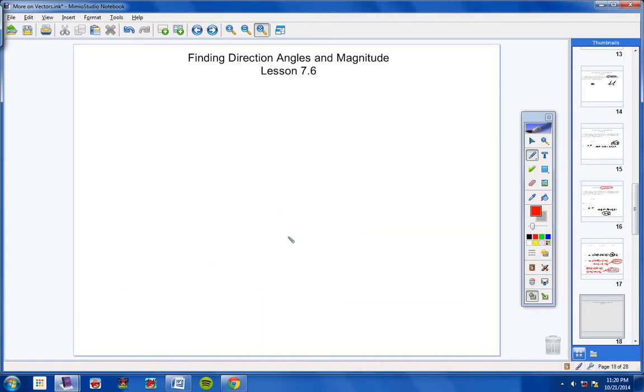Okay, now let's look at something called finding direction, angles, and magnitude, okay? Finding direction, angles, and magnitude.